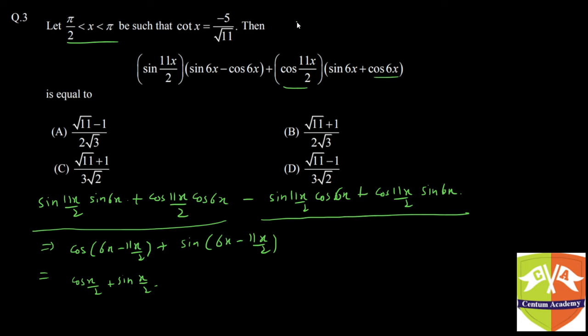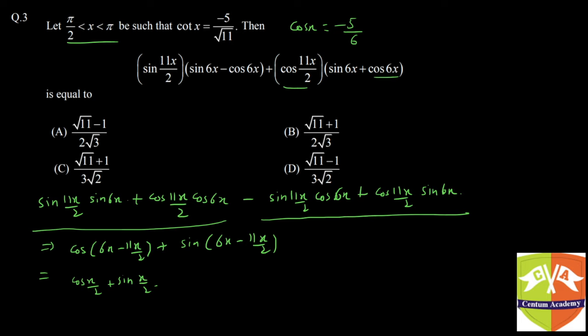So if we just find cos of x, imagine a right angle triangle whose base is 5 and perpendicular is root 11, then the hypotenuse will be root of 5 square plus 11, that is root of 36, that is 6. So cos x will be 5 divided by 6 with a minus sign, because x lies in the second quadrant.